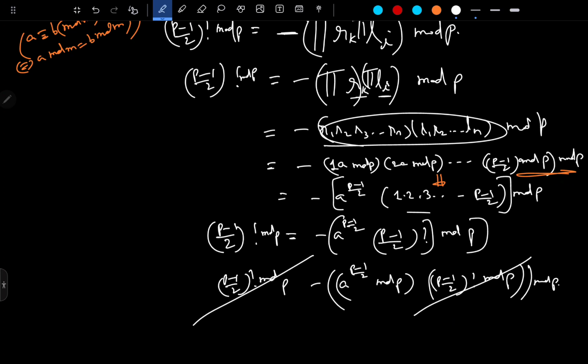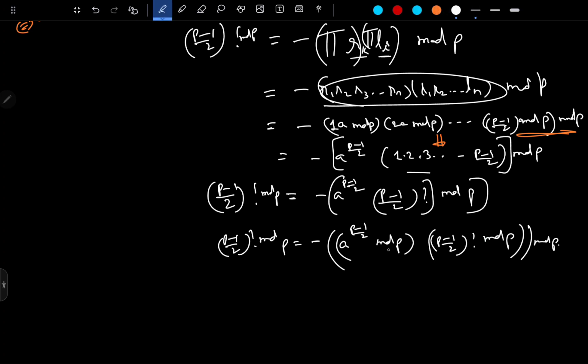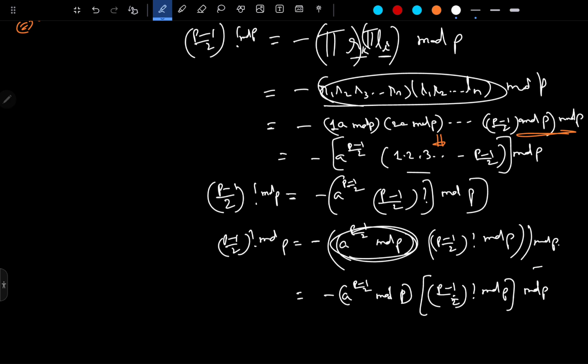This one you have to understand. Again I will explain why we are cancelling like this. If you see, everything is mathematically there, don't worry. Why so? Because this is like a constant. I can pull it outside now, a into (p minus 1)/2 mod p. Now I can write as (p minus 1)/2 whole factorial mod p and mod p. This is some constant, do you understand?